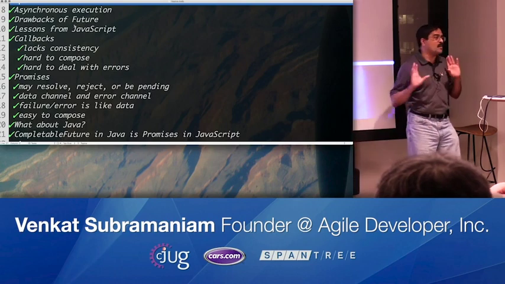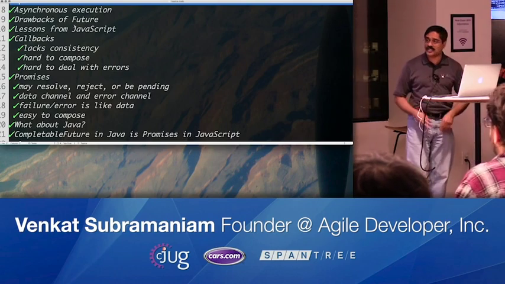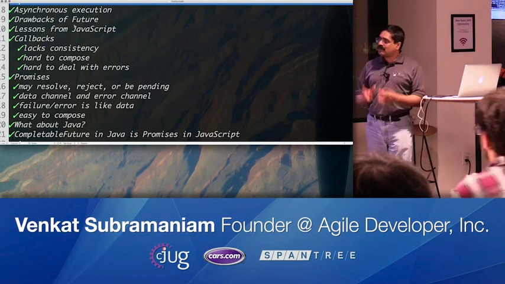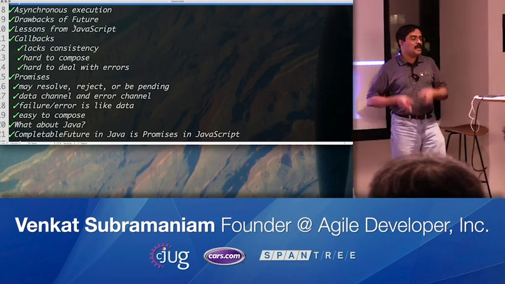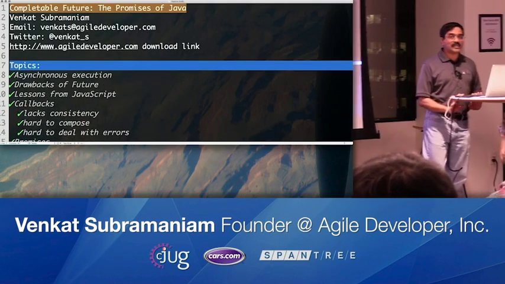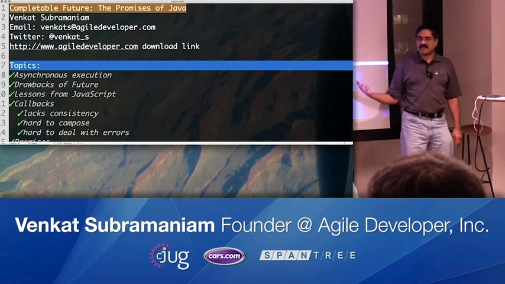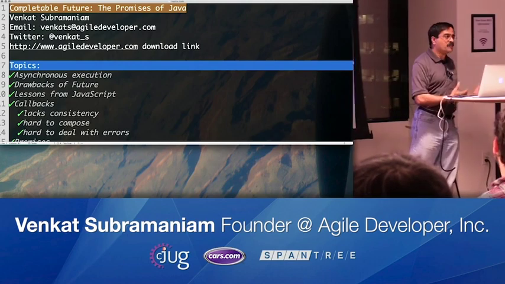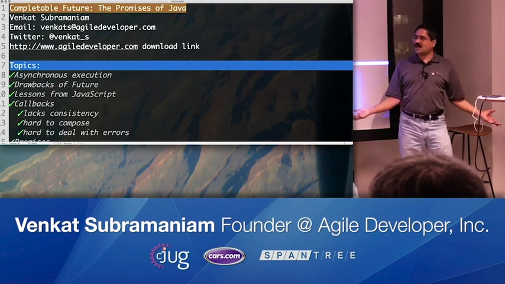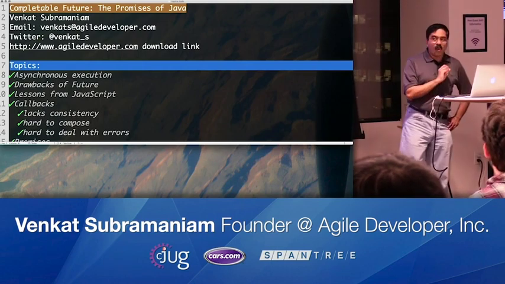So they said, no, we won't call it promises. We'll call it completable future, because then nobody would know what that is. So the point really is, completable future in Java is really promises in JavaScript. That's the reason I decided to call this talk Completable Future, the Promises of Java. So if you know promises in JavaScript, well, you already know the answer. That's exactly what completable future is, except for one difference.